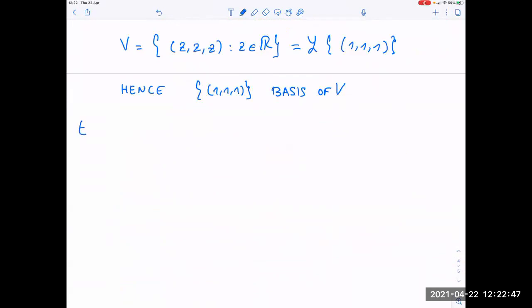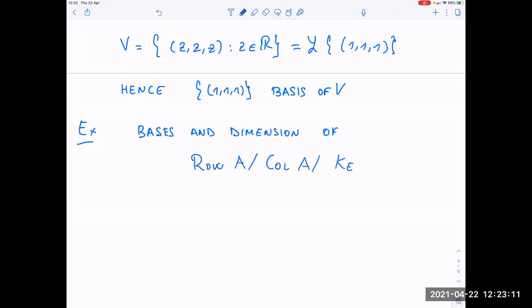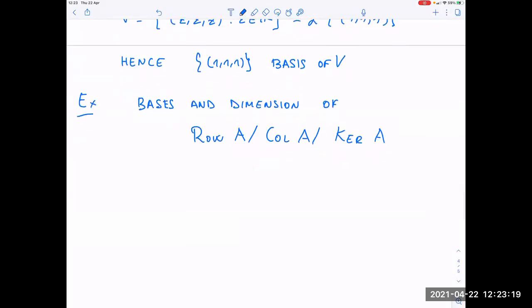The next one was about finding a basis and dimension of the row space, column space, and kernel of a bunch of matrices. Okay, so let's just write down one in particular. So matrix A, this one here.